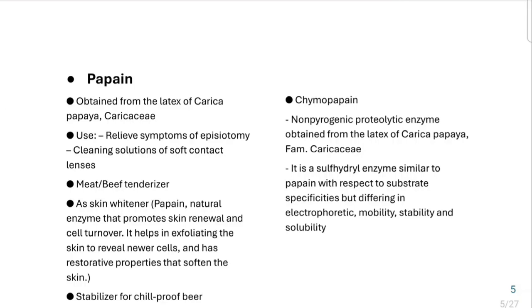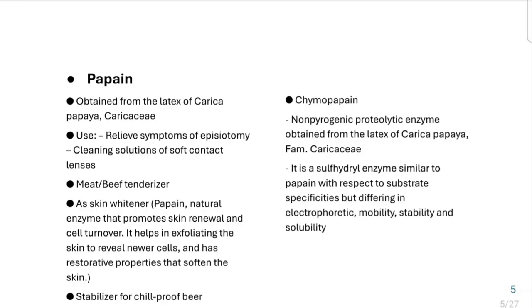Papain is a natural enzyme that promotes skin renewal and cell turnover. So, it initiates the generation of your skin cells, and even exfoliation. It removes dead skin, and it also restores the properties that soften your skin, such as your collagen, and it traps moisture. It is also a stabilizer for chill-proof beer. So, our beers also have papain.